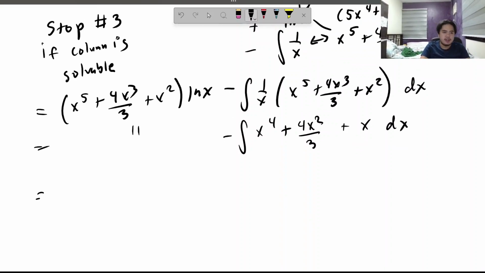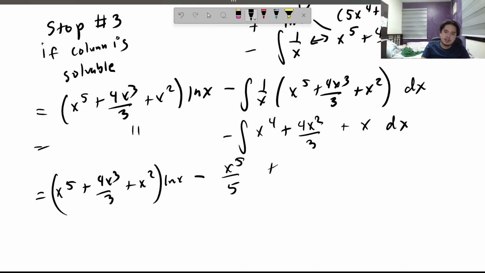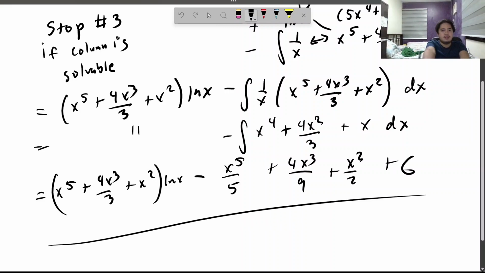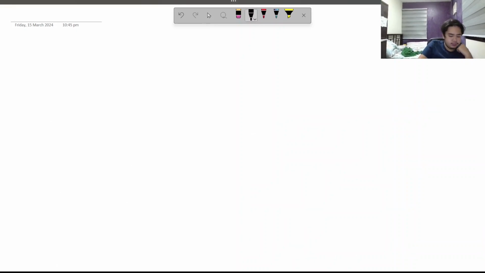So that's good, right? So let's rewrite x to the 5 plus 4x cubed over 3 plus x squared, then ln x here, minus the integral of x to the 4 is x to the 5 over 5. The integral of 4x squared over 3 is 4x cubed over 3 times 3 is 9. Plus x squared over 2. Plus c. Tada! That is the answer. So you can experiment a bit and you can find something solvable in the end. Alright? You just gotta trust your gut instinct sometimes.